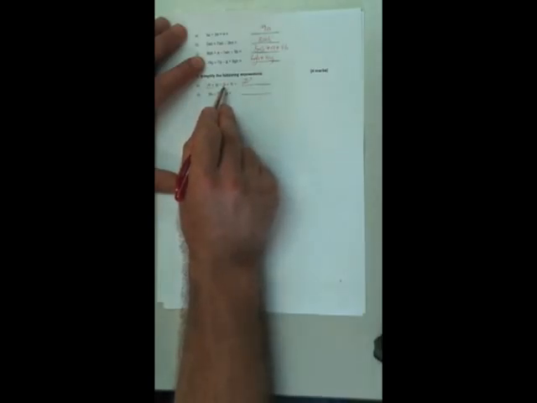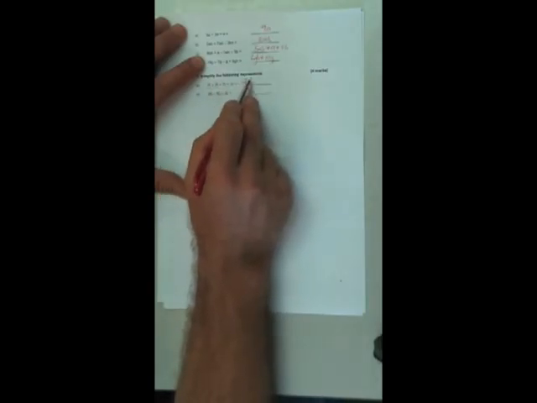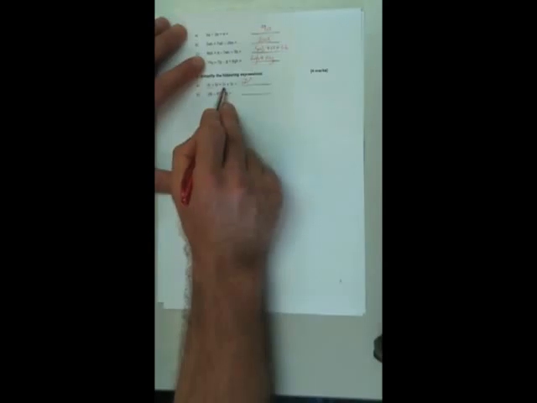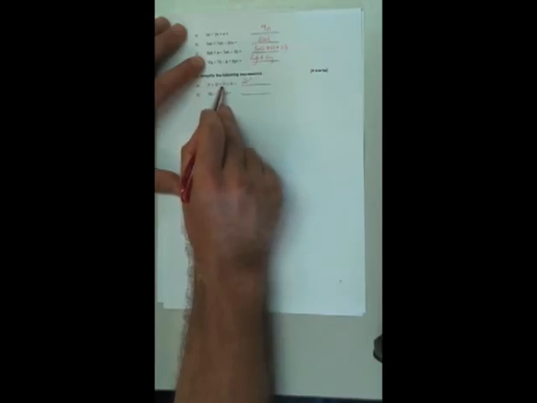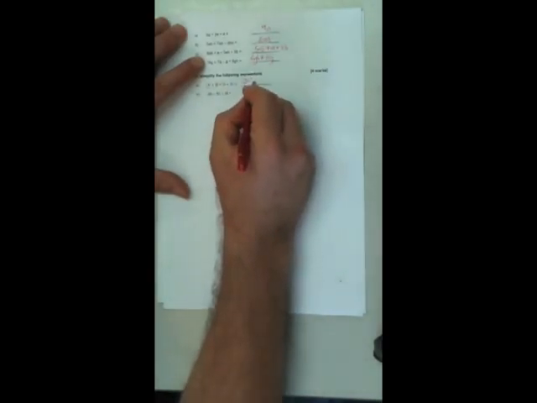Then we add the like terms. Now we can't add r squared and r, they're unlike terms. But we can add 2r and 3r, they're like terms. So 2r plus 3r is positive 5r, or plus r, like that.